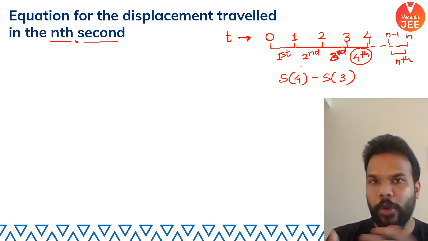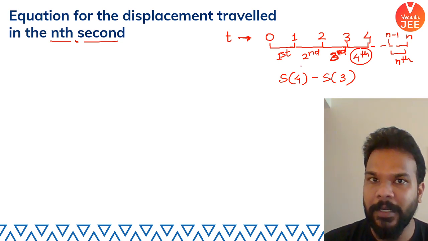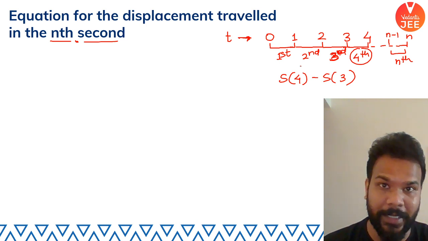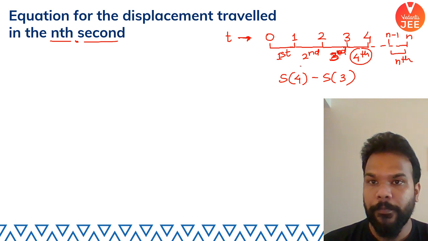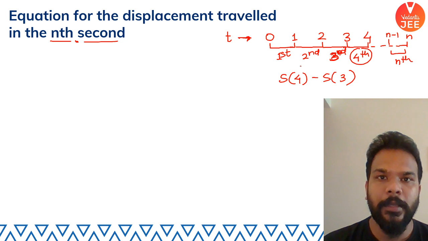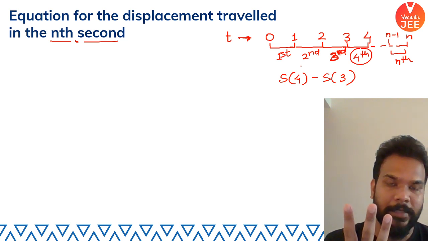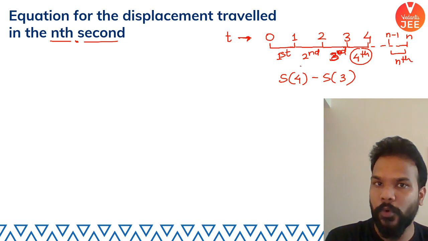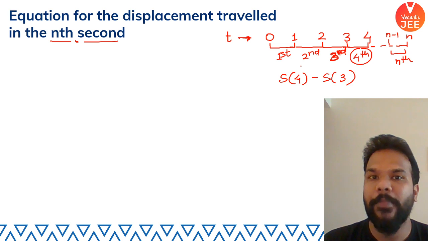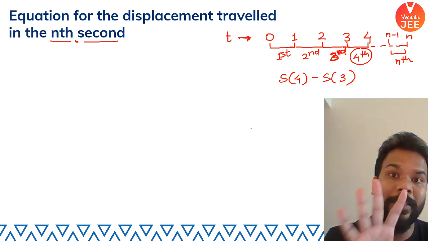Means when the body is traveling, I find out the entire displacement traveled by the body when it travels for 4 seconds, not the fourth second but 4 seconds. Okay, so in that time we'll calculate the displacement, and after that I'll calculate the displacement traveled in 3 seconds. So the total displacement traveled in 4 seconds minus the displacement traveled in 3 seconds, that gap of displacement is what we understand as the displacement covered in the fourth second.